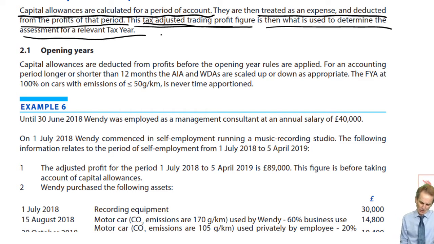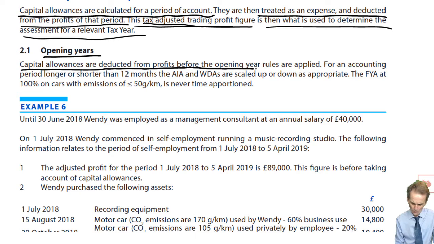Okay, let's just look therefore at the note that we've got here to repeat what we have just said. Capital allowances, as we know, are deducted from profits before the opening year rules are then applied. Up until now, in this chapter, it is the tax-adjusted trading profit after deduction of capital allowances that we've been using in working the assessments for the relevant tax years.